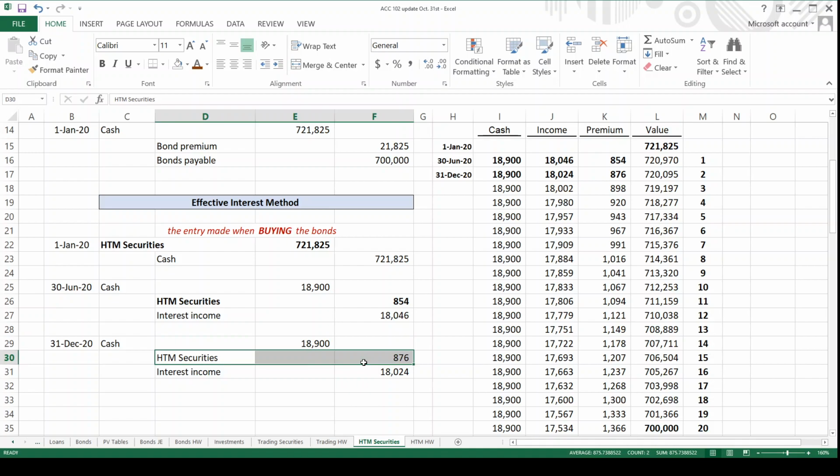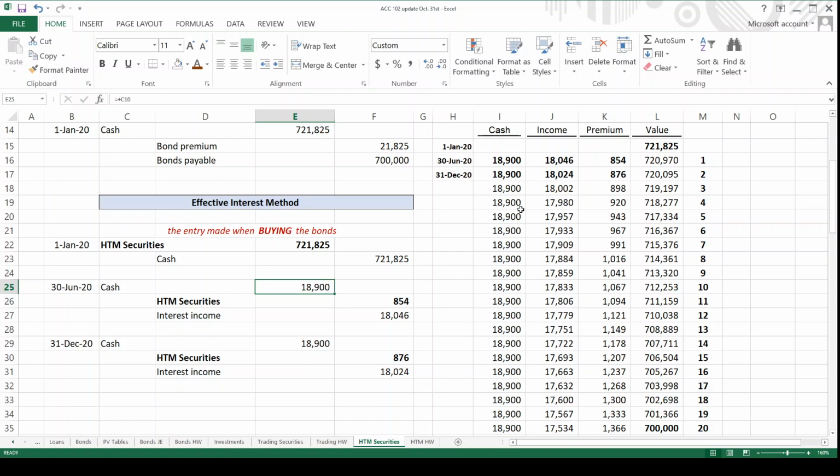The credit to the asset account is a little bit higher because the difference between the interest income and the cash is now greater. And there you have it. Those are the same numbers we use for the bonds payable. Two differences. Number one, there is no separate premium or discount account. In this case, there's no premium.